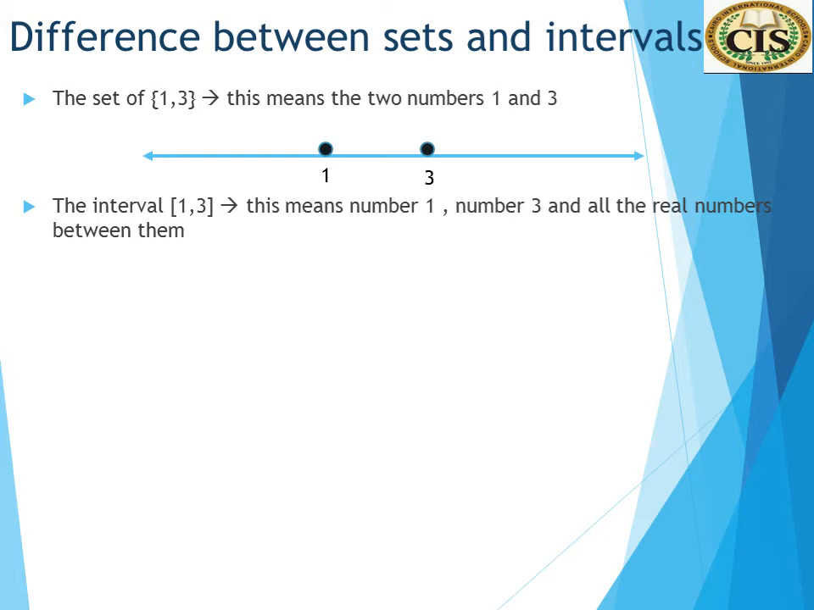The interval [1, 3] is read as closed 1 and closed 3. It means 1 and 3 and all the real numbers between them. But the set {1, 3} means only the two numbers 1 and 3.